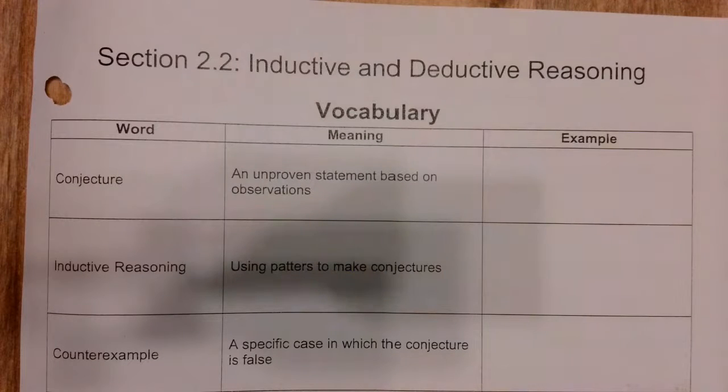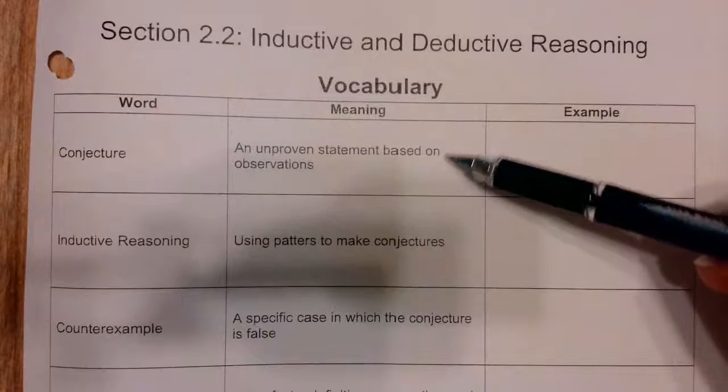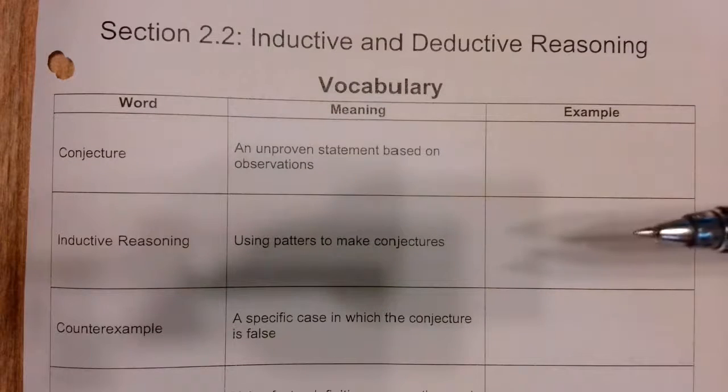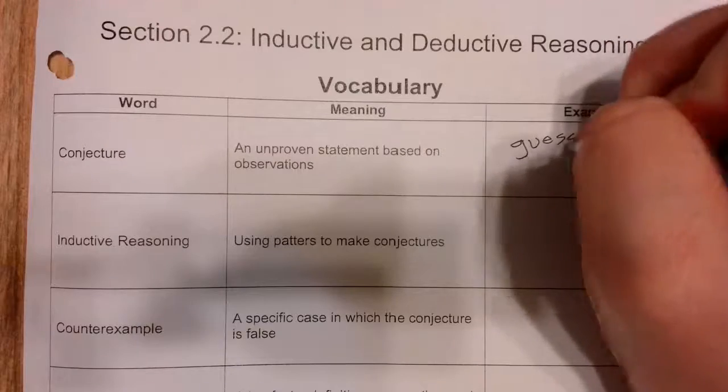Section 2.2 in inductive and deductive reasoning. So the first vocab word is a conjecture. It's an unproven statement, kind of like an educated guess. You watch things, you make guesses about what's going to happen next. So oftentimes they'll say to make a conjecture, that's asking you to make a guess. So this is just a guess.